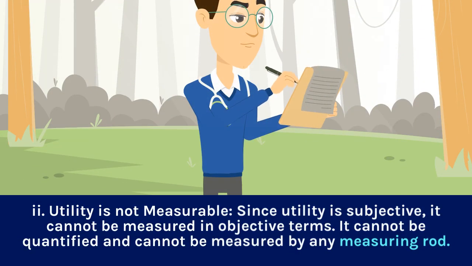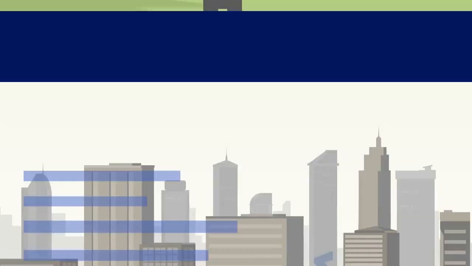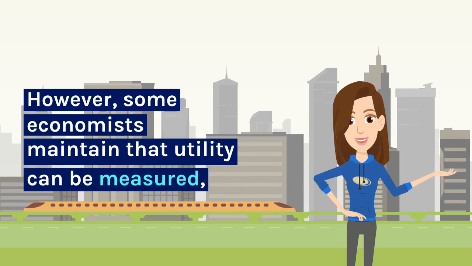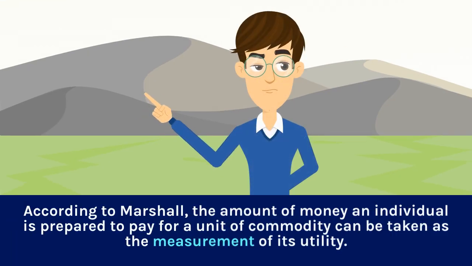2. Utility is not measurable. Since utility is subjective, it cannot be measured in objective terms. It cannot be quantified and cannot be measured by any measuring rod. However, some economists maintain that utility can be measured. According to Marshall, the amount of money an individual is prepared to pay for a unit of commodity can be taken as the measurement of its utility.